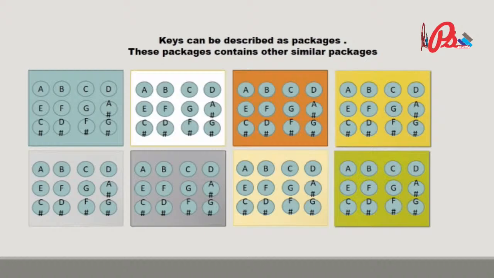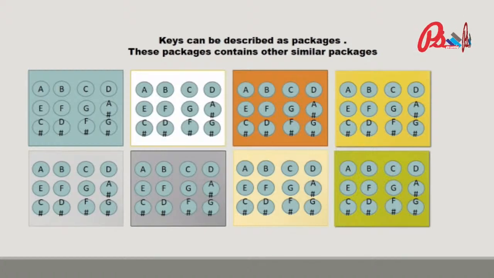One is, I think, cyan or white, okay, orange, yellow. You can see them, different colors. Now, when you look inside of this package, you can see the same notes: A, B, C, D, E, F, G, A, C, D, A sharp, C sharp, D sharp, F sharp, D sharp. Now, when you look at this, you see the same notes in each of these packages.